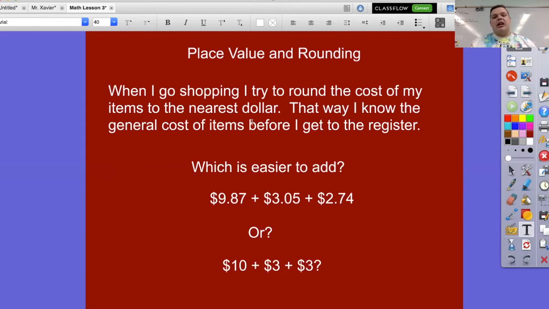If you go shopping with your mom or your dad or anybody, start adding the things in the cart. When I go shopping, I try to round the cost of the items to the nearest dollar. That way I know the general cost of the items before I get to the register. Which do you think is easier to add? $9.87 plus $3.05 plus $2.74, or $10 plus $3 plus $3? I hope, if you're not crazy, you said the bottom one. The bottom one is much easier to add all at once. And so then I know I need about $16 for it.